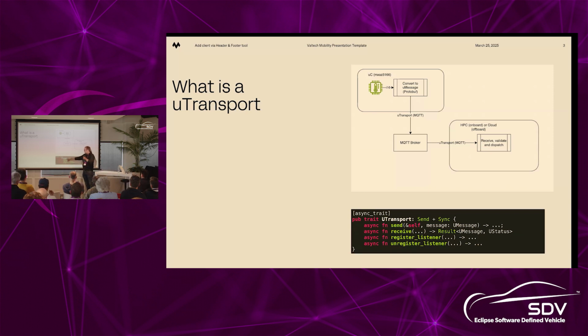So you have a sending function. This is this arrow. You have a receive function. This is not implemented with MQTT, more with MQTT on this side, you have a register listener. So you subscribe to a topic, and when the message arrives, the listener is called, and you can unregister listeners. So basically, this is the Rust view or the interface definition of what a transport is.